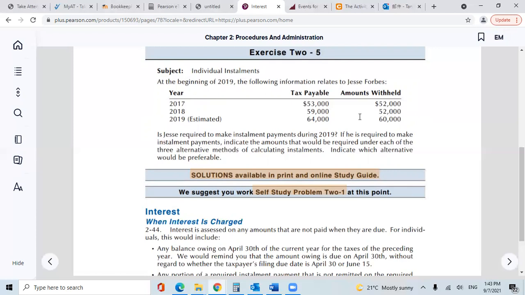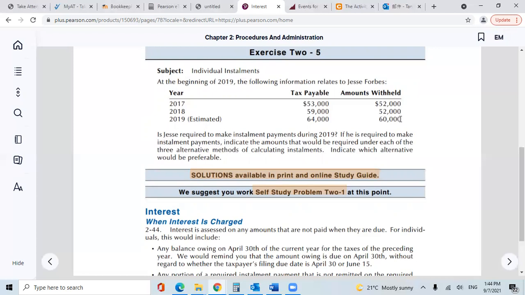Now, if you want to know if she needs to make an installment payment, we need to calculate the tax owing, right? So we use our 2017 tax payable, deduct 52. We use 2018, 59, deduct 52, and use 64, deduct 60. So you get 1,000 for 2017, 7,000 for 2018, and 2019 is $4,000. Then you will see that our current year 2019 is over 3,000, and our 2018 is over $3,000. Then we need to make an installment payment. Then we need to calculate the installment payment, following the 3 alternatives.